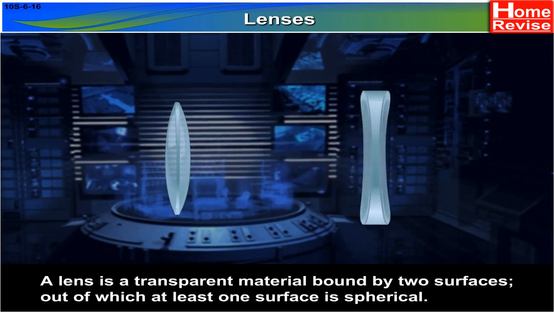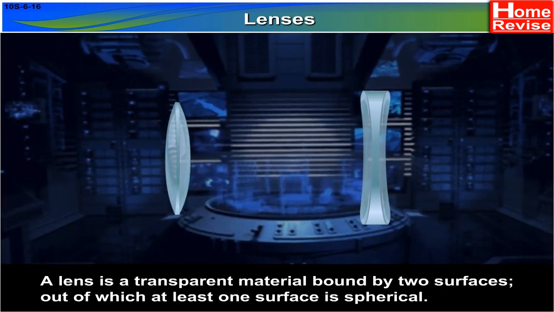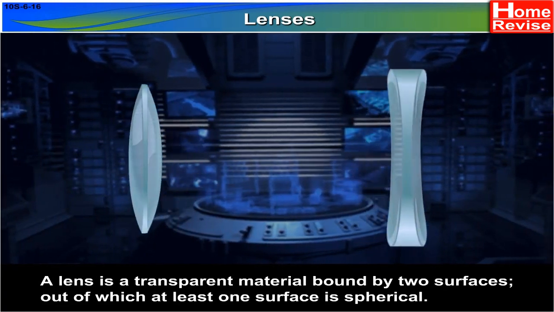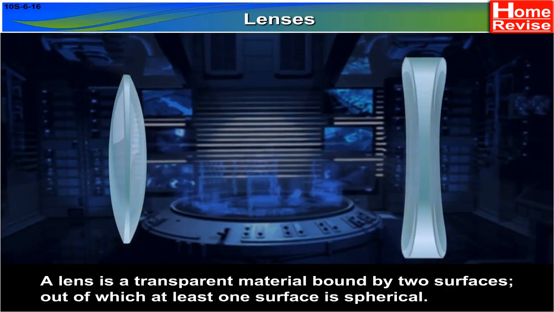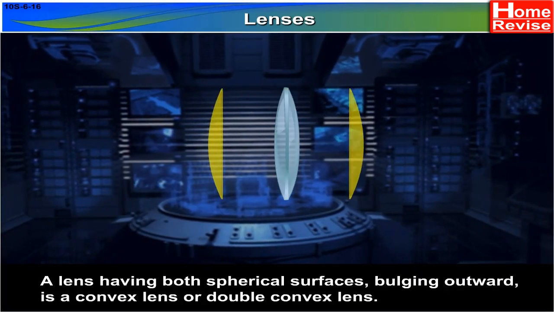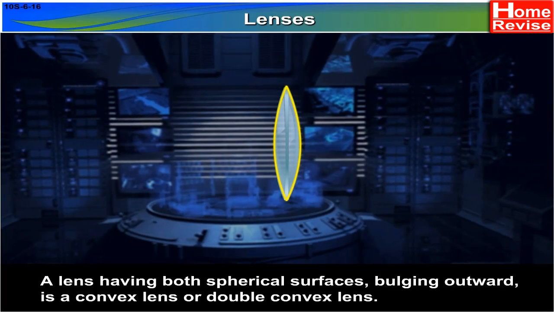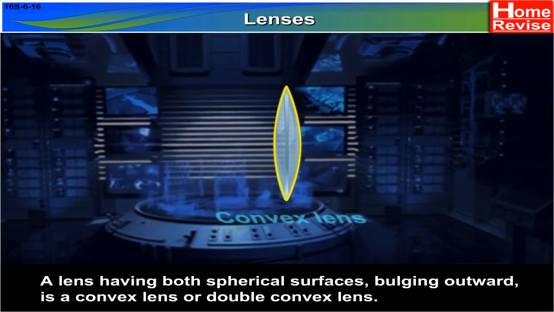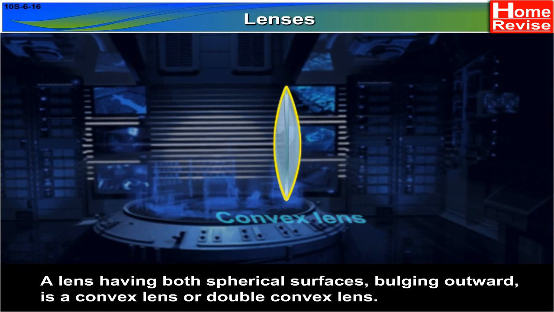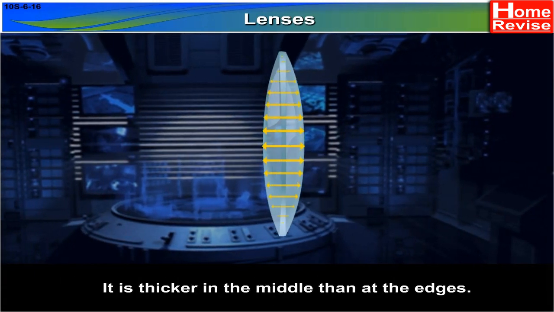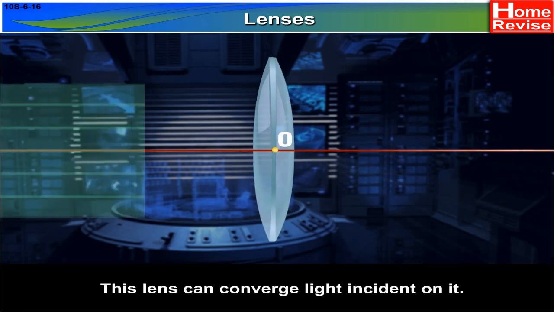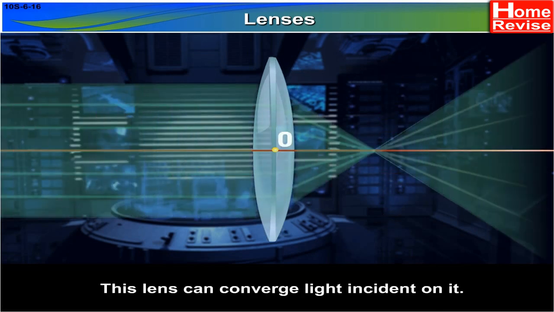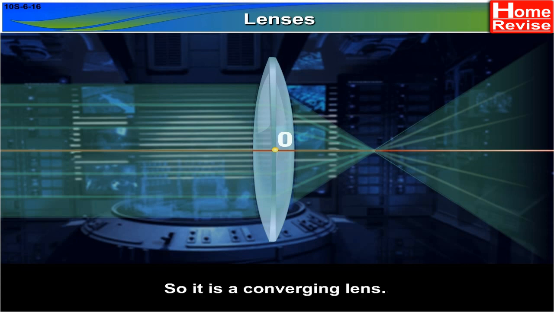A lens is a transparent material bound by two surfaces, out of which at least one surface is spherical. A lens having both spherical surfaces bulging outward is a convex lens or double convex lens. It is thicker in the middle than at the edges. This lens can converge light incident on it. Have a look at the figure. So, it is a converging lens.